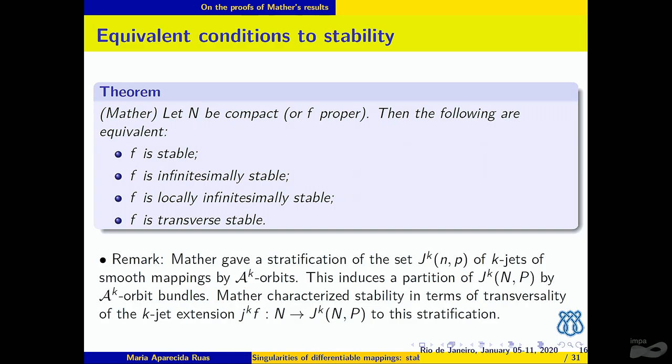So he gave a stratification of the jet space by orbits of the group A in jet space. Of course, this stratification induces a partition also in the big k-jet space, J^k(n,p). And he characterizes stability in terms of transversality to this stratification. So we get from here that f is stable if and only if the jet extension of f is transversal to all the A^k orbits in jet space.